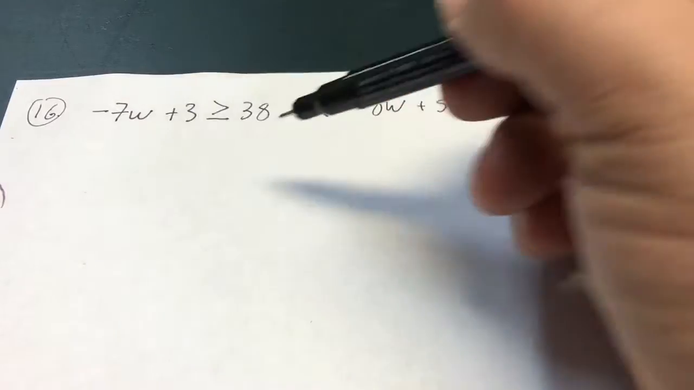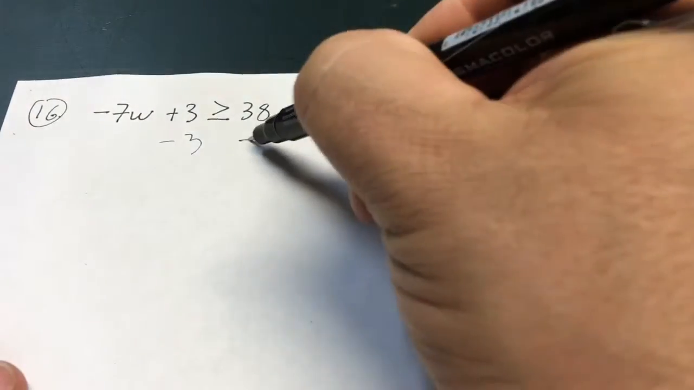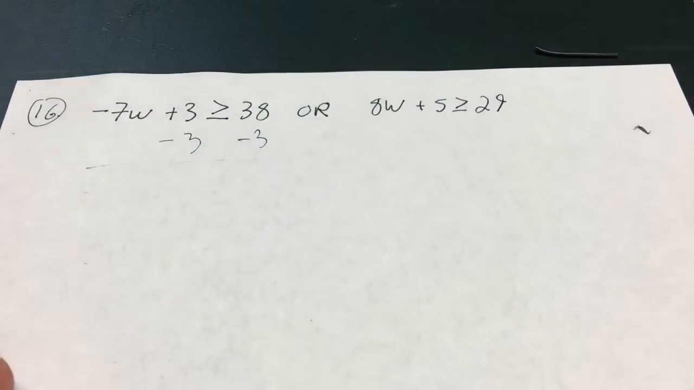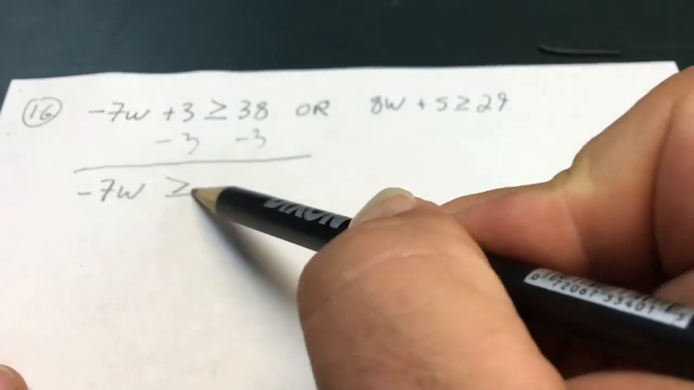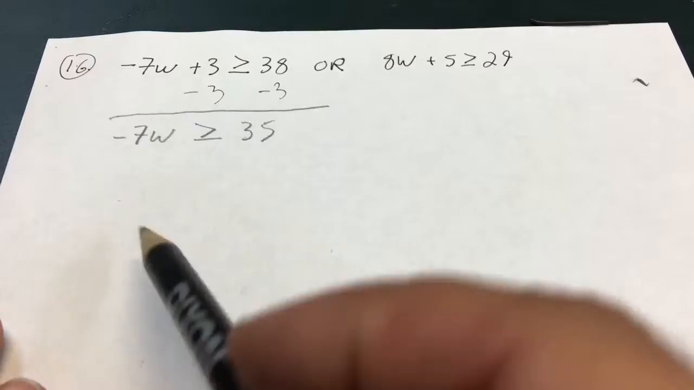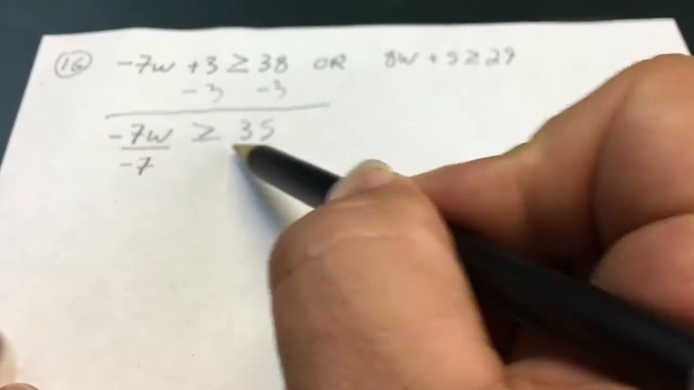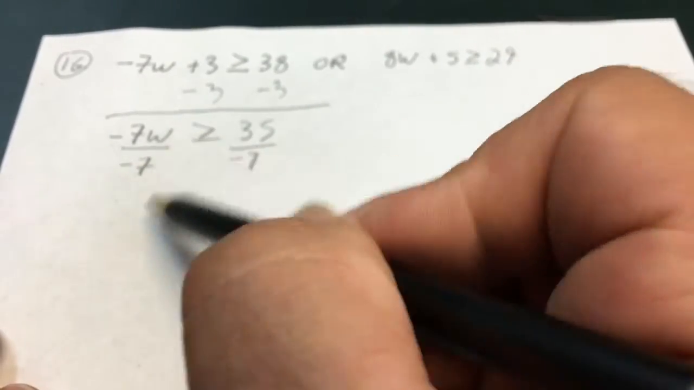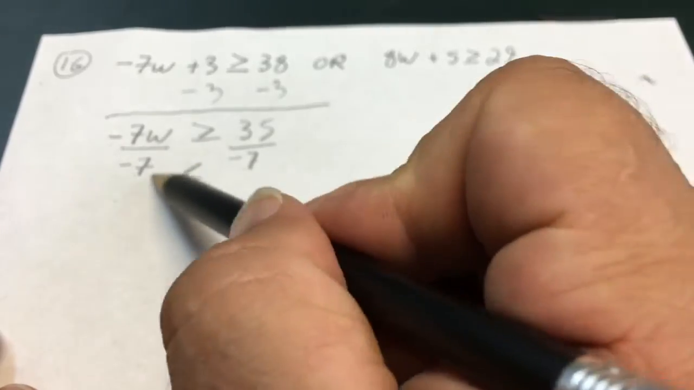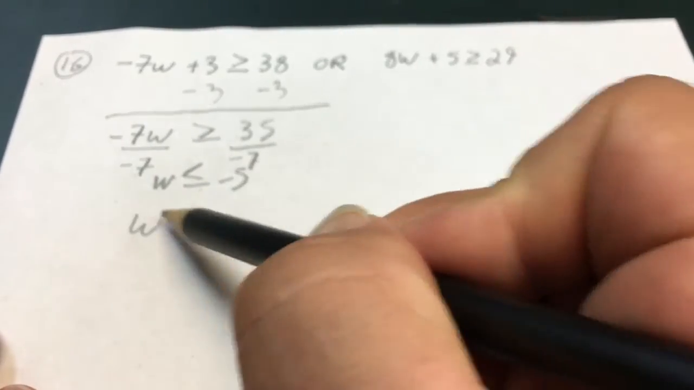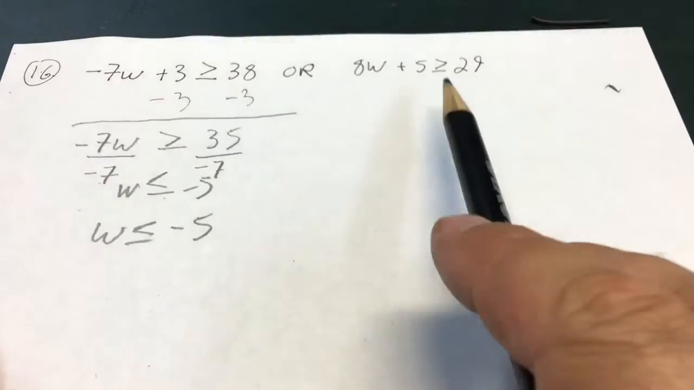Alright, this or statement, I want to solve the left side, so I'm going to subtract 3 from both sides. And that's going to give me negative 7w is greater than or equal to 35. Now this is a common error with these problems. I'm going to divide both sides by negative 7. And when you divide an inequality by a negative, or multiply it by a negative, that symbol goes the other way. So this is going to give me w is less than or equal to negative 5. I'm not done, I have to continue and solve this side.